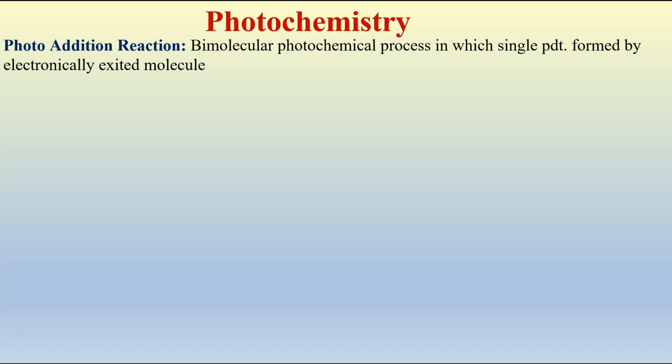Here also, like any other photochemical process, one of the molecules absorbs the energy from the light, gets excited electronically, and this excited molecule formation is a primary process, and the reaction of this excited molecule with another molecule is a secondary process.